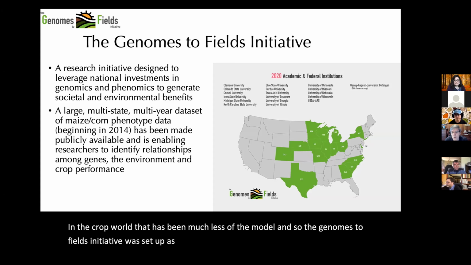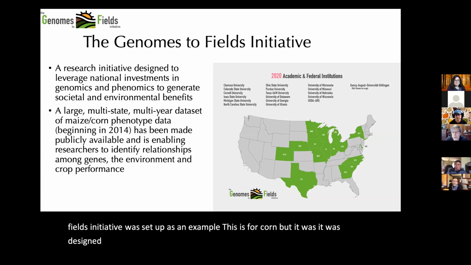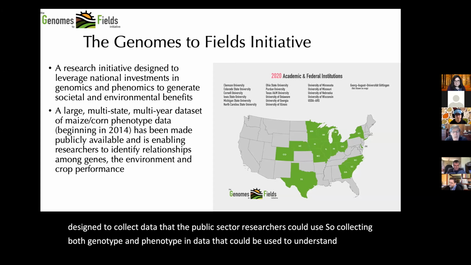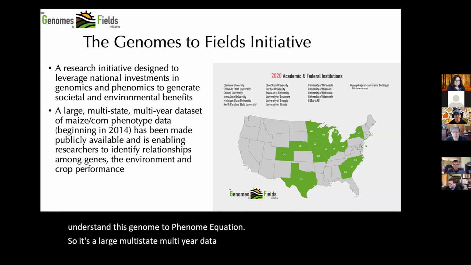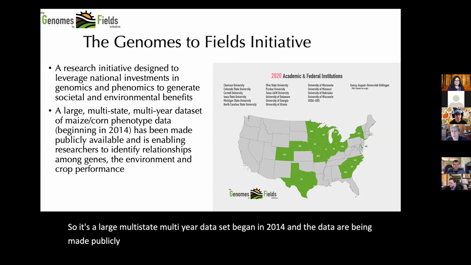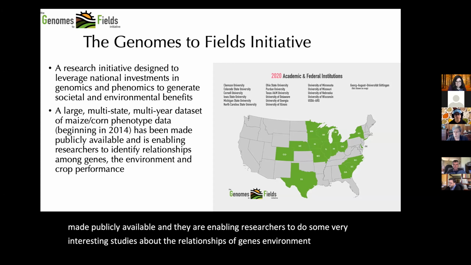This is for corn, but it was designed to collect data that the public sector researchers could use. So collecting both genotype and phenotyping data that could be used to understand this genome to phenome equation. So with a large multi-state, multi-year data set, it began in 2014, and the data are being made publicly available, and they're enabling researchers to do some very interesting studies about the relationships of genes, environment, and crop performance.